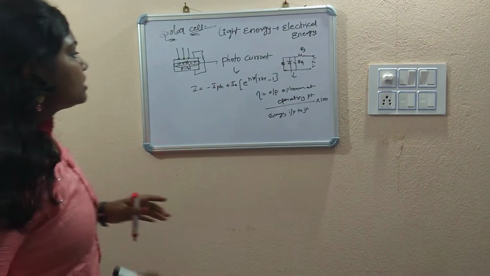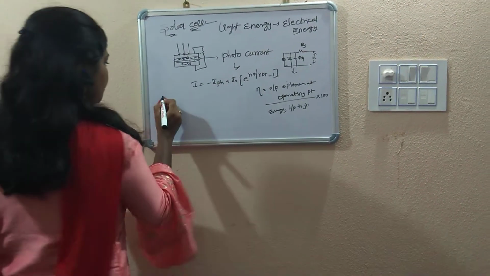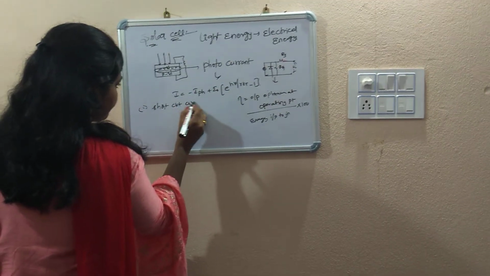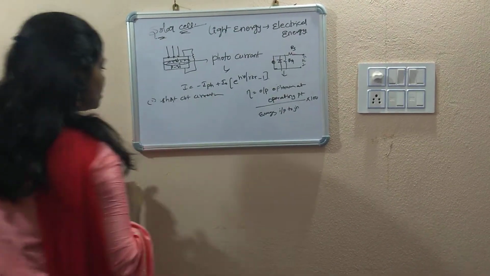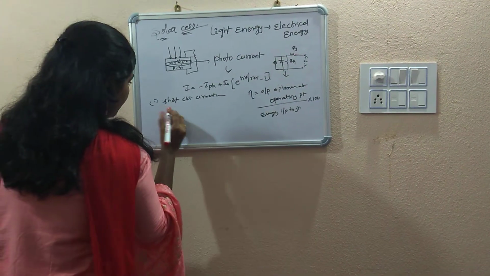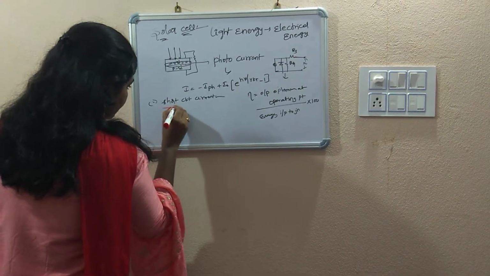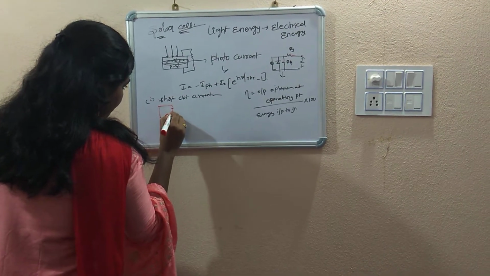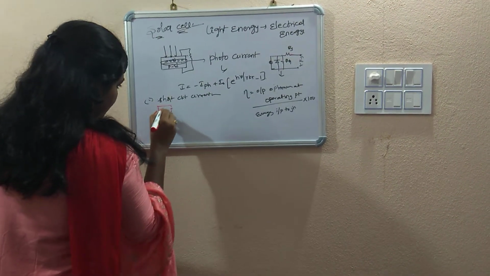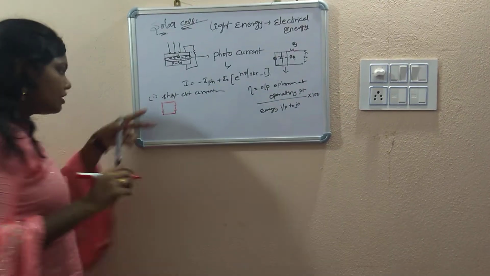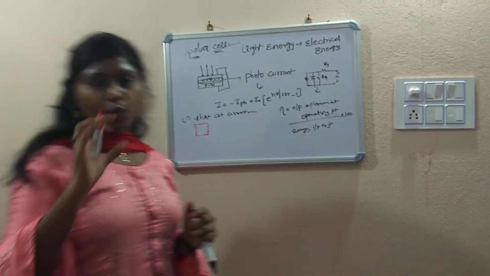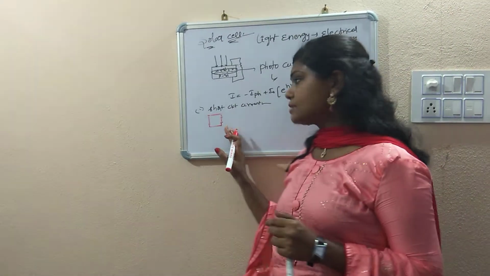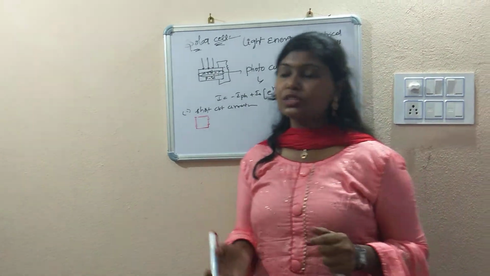The solar cell has 4 types of characteristics. First one, short circuit current. When the two terminals of the junction are shorted to each other, the maximum current flows through the circuit when the voltage becomes 0. This is called short circuit current.